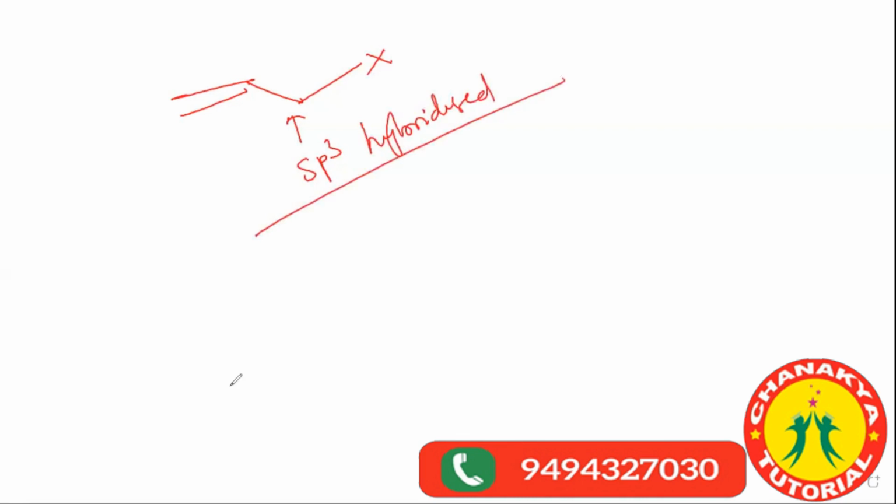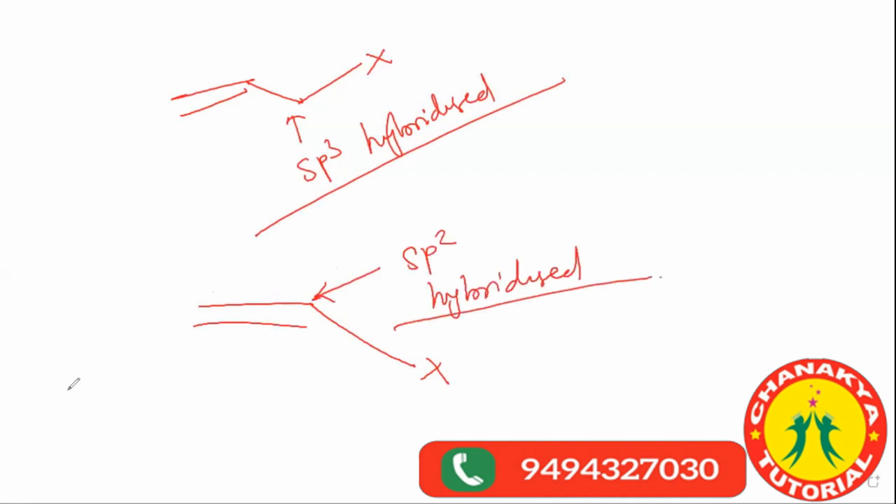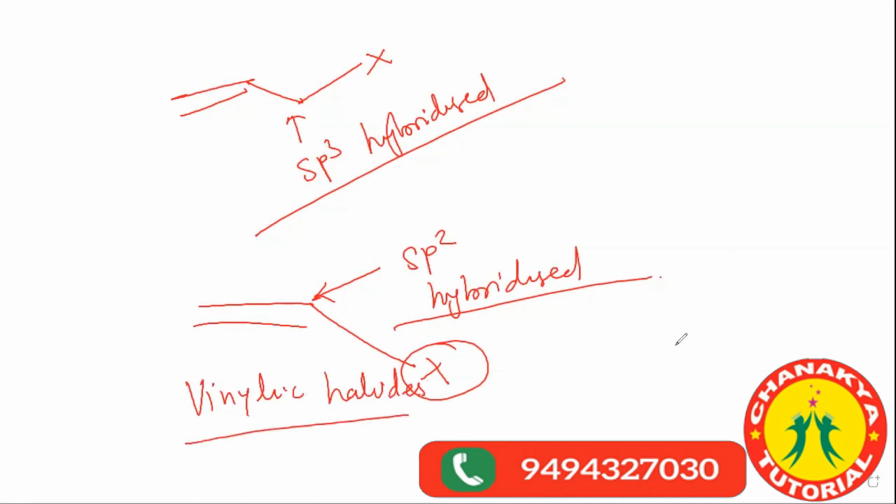But then in vinylic halides would be what? Carbon-carbon double bond, sp2 hybridized carbon is directly attached to your halogens. So this carbon is what? sp2 hybridized. And it is directly attached to your halogen. And hence it is a vinylic halide. Got it? What is the spelling? Vinylic halides.